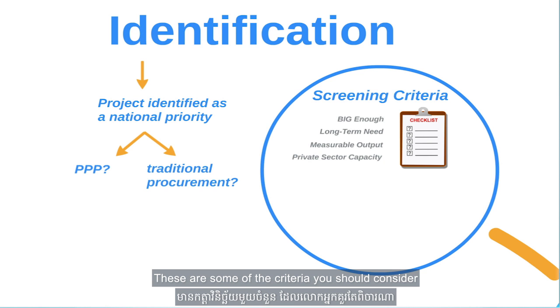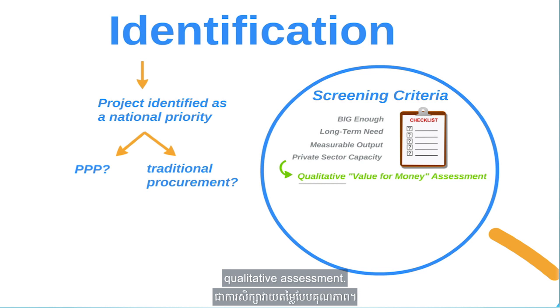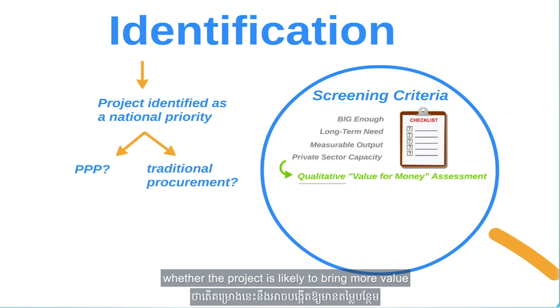These are some of the criteria you should consider when undertaking a preliminary value for money qualitative assessment. The question you are trying to answer is whether the project is likely to bring more value if implemented as a PPP rather than through the traditional procurement process.